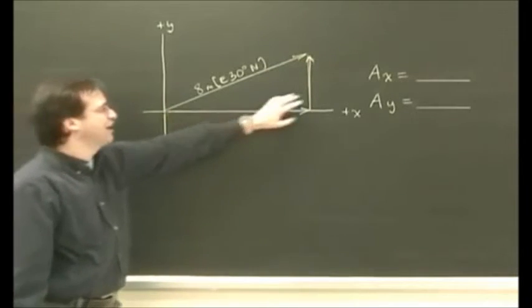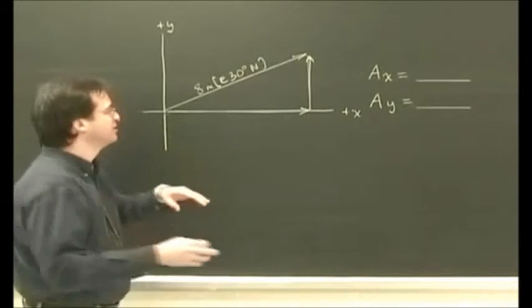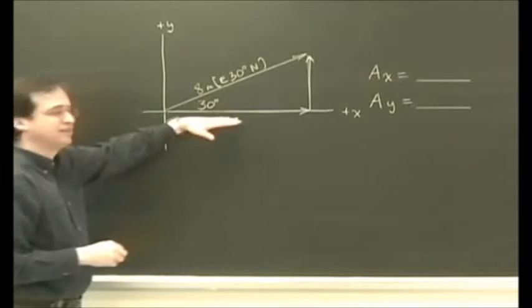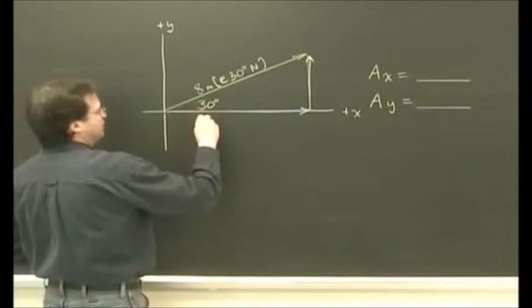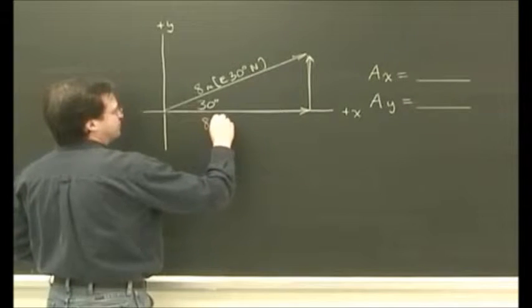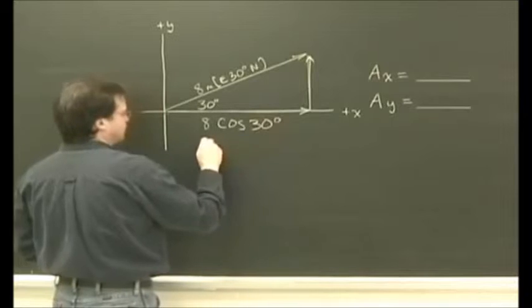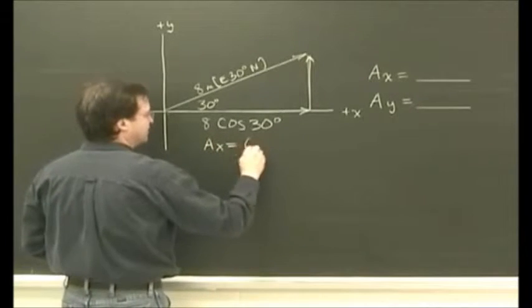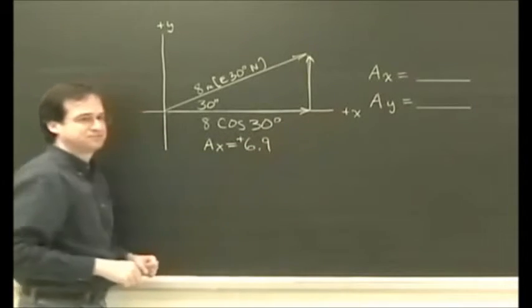Now I need to calculate the magnitude of these two components. And that's quite easy. We're going to memorize that if this is 30 degrees here, the adjacent side is going to be my cosine. So this will be the vector 8 times the cosine of 30 degrees. So my AX is going to be 6.9. It's to the right, which is positive.